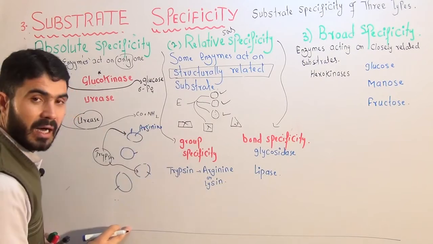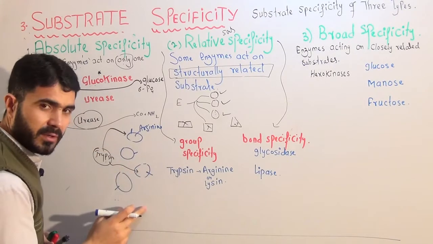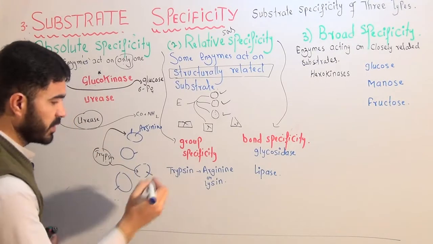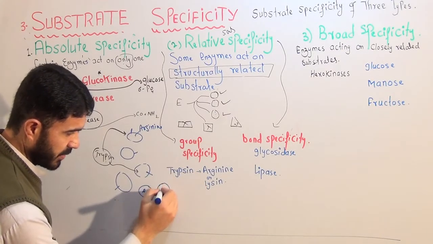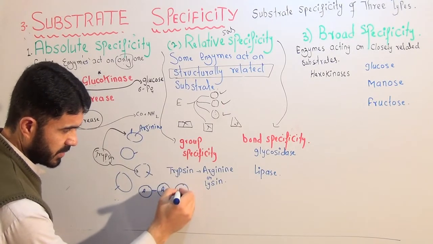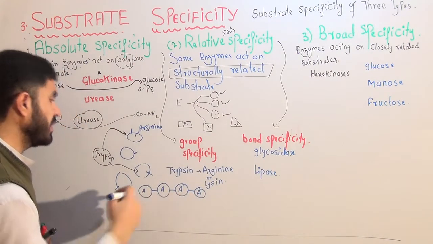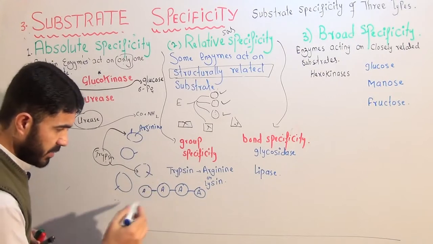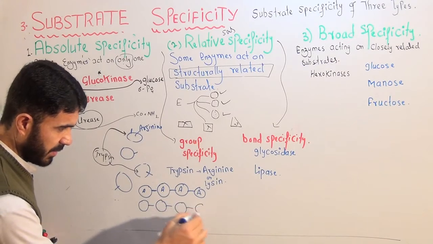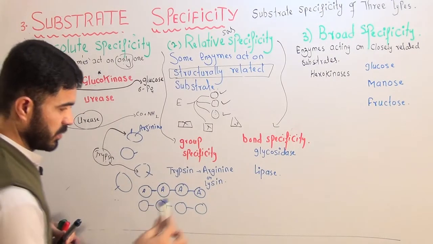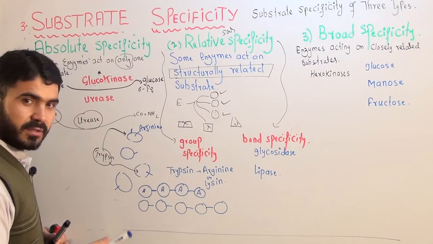arginine, ARG. This is another protein, quite different. You know, in protein we have many amino acids. Like this is one amino acid, a peptide bond, another amino acid, peptide bond, another amino acid, peptide bond, another amino acid. Many amino acids are there. There is another protein that contains other amino acids. Let's suppose it contains 5 amino acids, and this one contains 4 amino acids. So these are different proteins.